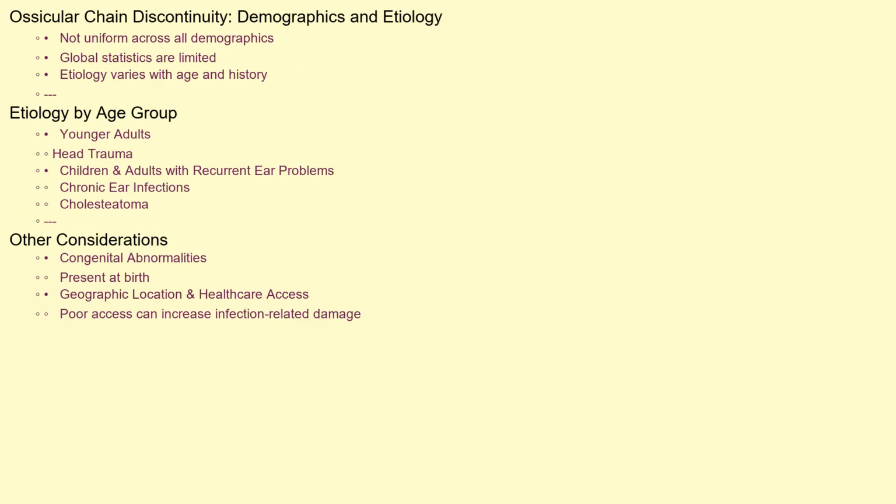Ossicular chain discontinuity doesn't affect every age group or demographic equally. While accurate global statistics are hard to obtain, studies suggest head trauma is a more common cause in younger adults. Chronic ear infections and cholesteatoma tend to affect children and adults with a history of recurrent ear problems. Congenital ossicular chain abnormalities are, by definition, present at birth. The prevalence varies depending on geographical location and access to healthcare. Areas with poor access to treatment for ear infections might see higher rates related to infection-induced damage.